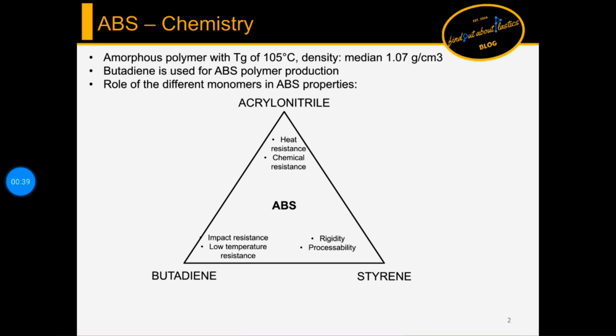ABS is an amorphous polymer with a glass transition temperature of 105 degrees C. It is made out of three different monomers: acrylonitrile, which provides heat resistance and chemical resistance to strong acids and bases; butadiene, which brings the good impact resistance; and styrene, which allows ABS to be easily processed and gives it some rigidity.